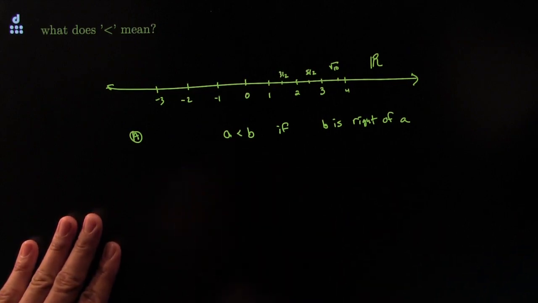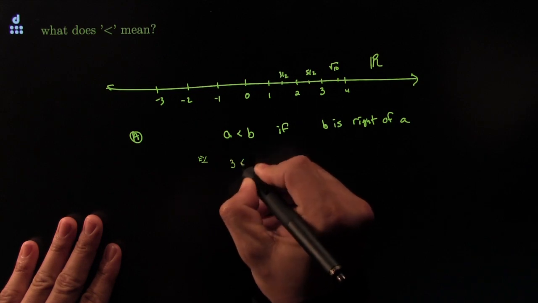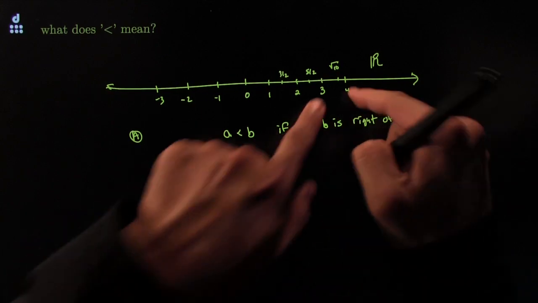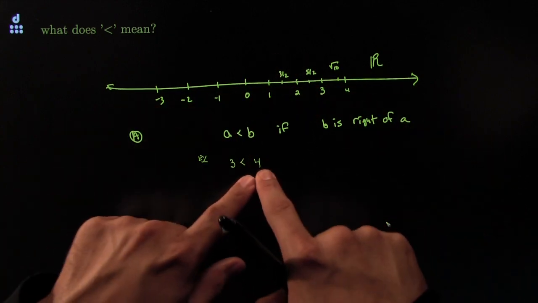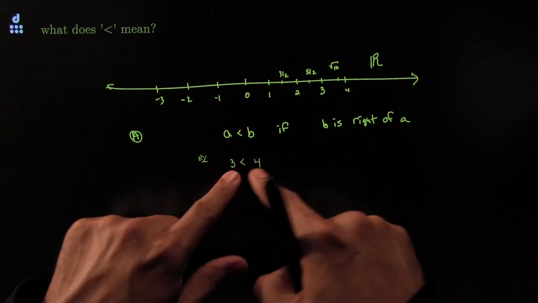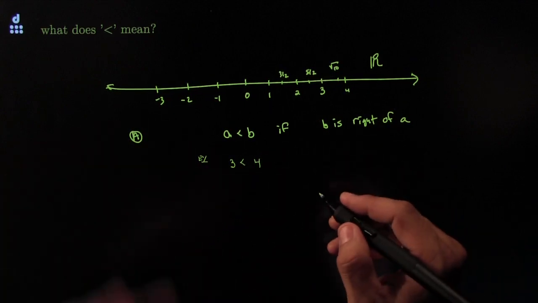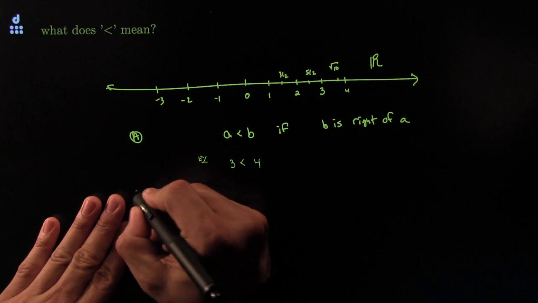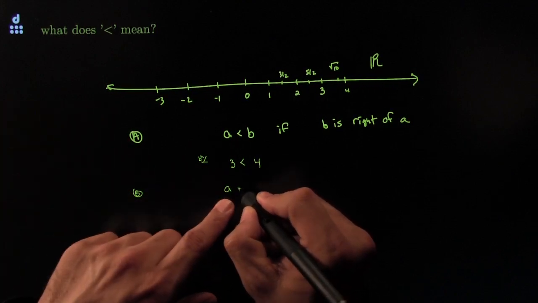As an example of this, we could say 3 is less than 4. Why? Because look at 3, 4 is to the right of 3, so 4 is bigger. They always open up to the bigger one, and 3 is smaller. Okay, that's one way to understand them. Another way to understand them is more powerful. This is the super professional way to understand these.